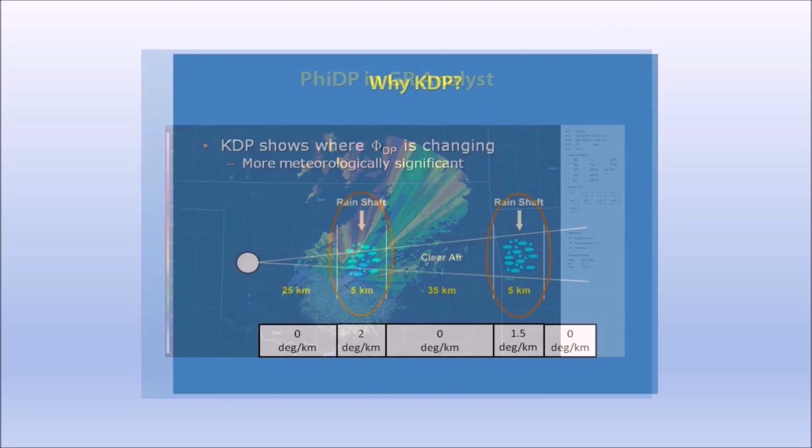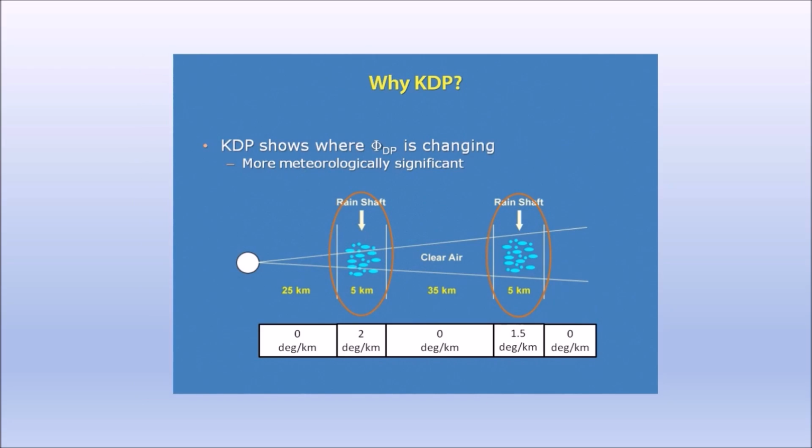Why KDP? Now we'll look at the same example except using KDP, or the range derivative of phi-dp. Up until the range shaft no differential phase shifting is occurring, so 0 degrees divided over any distance will give 0 degrees/distance. Therefore, anywhere within 25 km of the radar has a KDP of 0 degrees/km. Inside the range shaft, we said there was differential phase shifting of 20 degrees. If we divide this by twice the distance over which it occurred, 10 km, we get a KDP of 2 degrees/km.